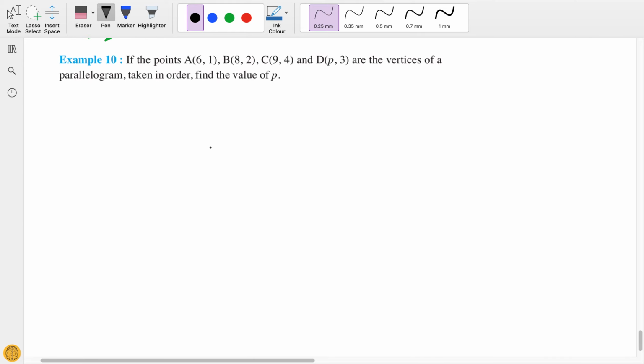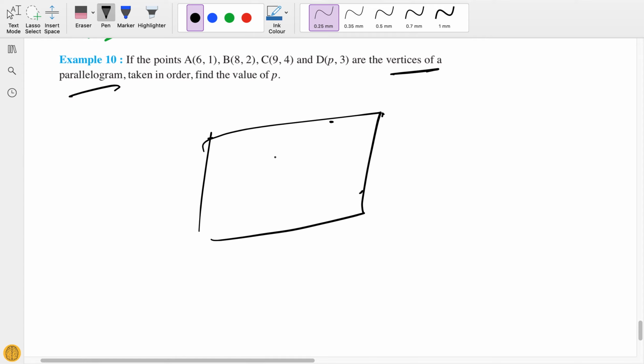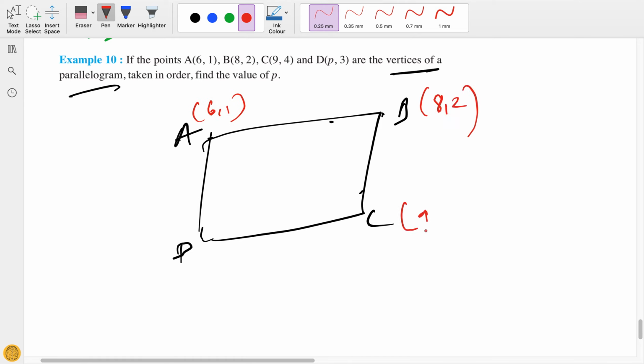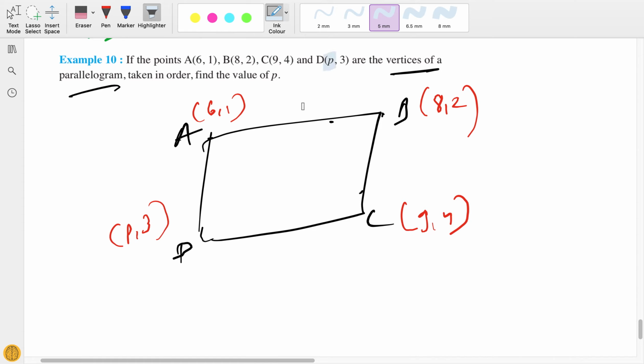points A, B, C, D are the vertices of a parallelogram. Okay, so let's draw the parallelogram A, B, C, and D. So A is 6 comma 1, B is 8 comma 2, C is 9 comma 4, and D is P comma 3. We don't know the P. P is the new thing.